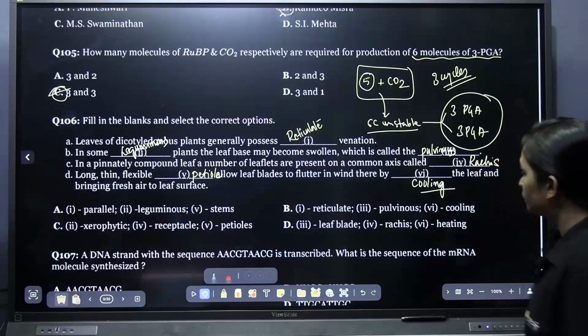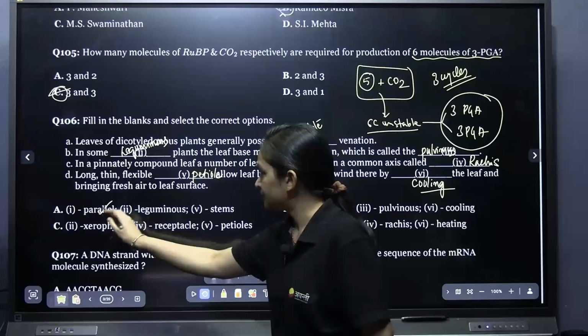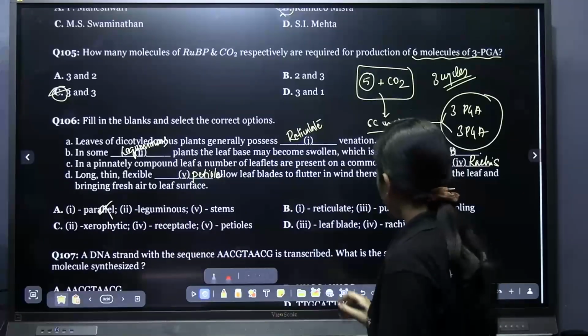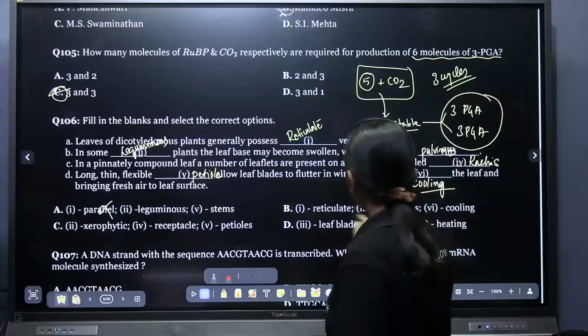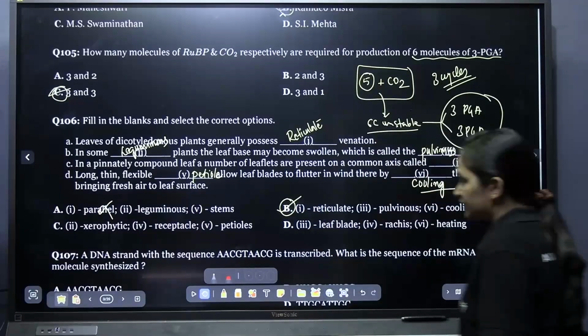So which is the right answer? Parallel. Okay, this is not. Option B: reticulate, 3 is pulvinus and 6 is the cooling effect. Yes. B for Bombay is the right answer.